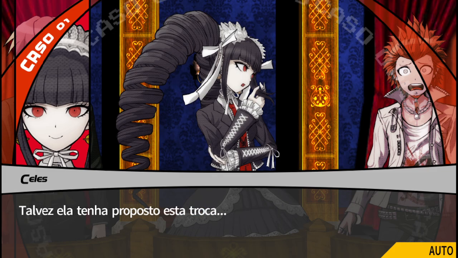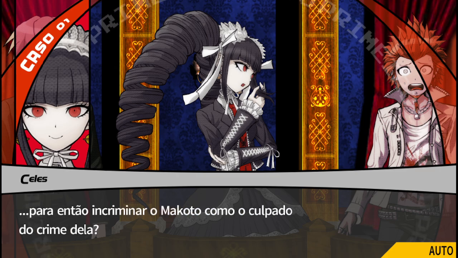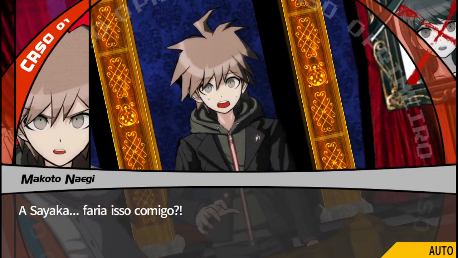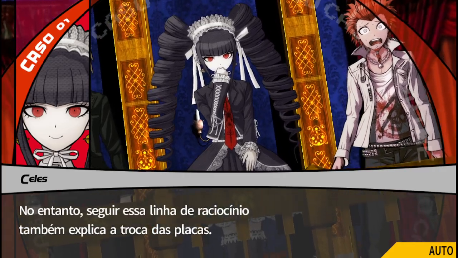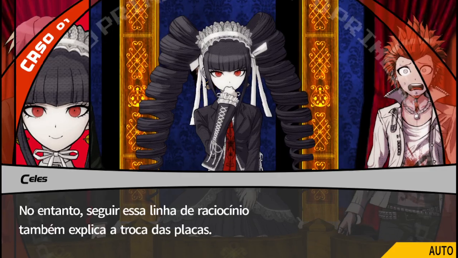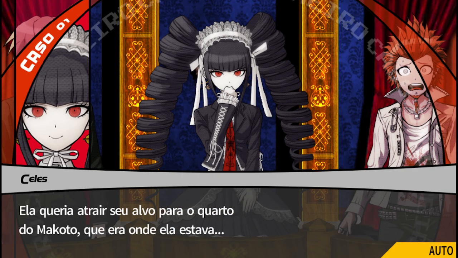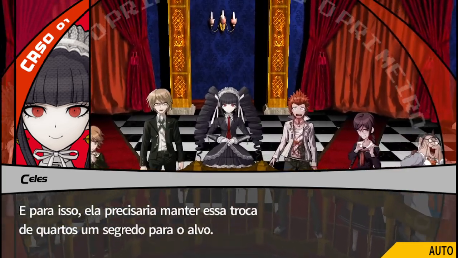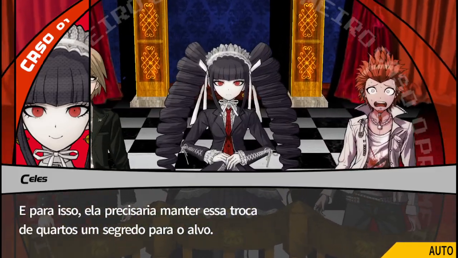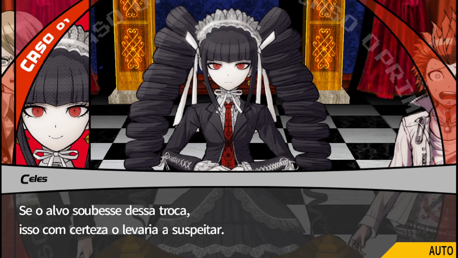Maybe the reason she wanted to switch rooms was so that she could pin the crime on you. That is a possibility, is it not? Sayaka wanted to... on me? That would also explain why she would switch the nameplates. She wanted to get whoever she had targeted to come to Makoto's room where she was staying. And by committing the murder there, instead of her room, that would implicate Makoto. But for that to work, the target had to be lured out while still keeping the room swap a secret. If the target knew she had switched rooms, they would have become suspicious right away.